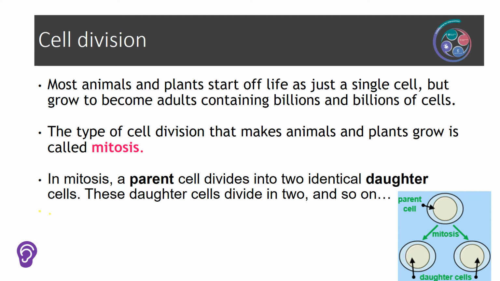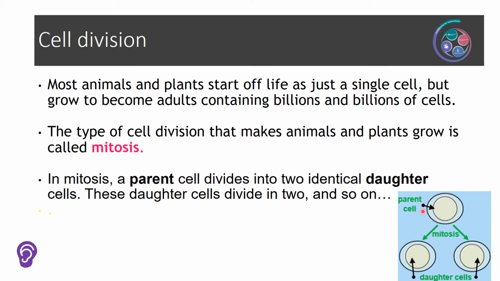The type of cell division that makes animals and plants grow is called mitosis. So the cell division that we're going to look at is called mitosis. In mitosis, a parent cell divides into 2 identical daughter cells. These daughter cells divide into 2 and so on. If you look at the picture in the bottom right just now, you can see that we've got our parent cell. This is like the original cell that is the starter.